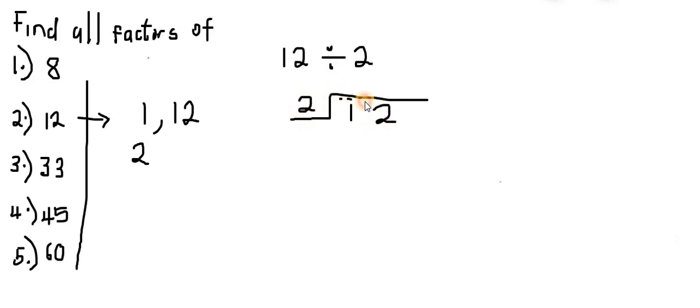So we pick the first number first, 1 divided by 2. 2 is bigger than 1, so that's 0 above 1. So we go to 12 divided by 2.